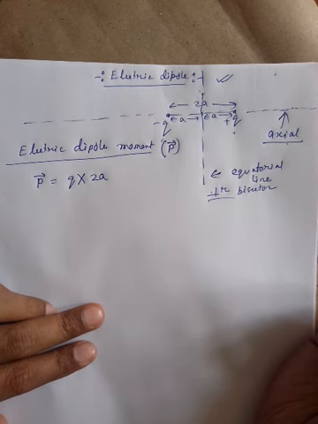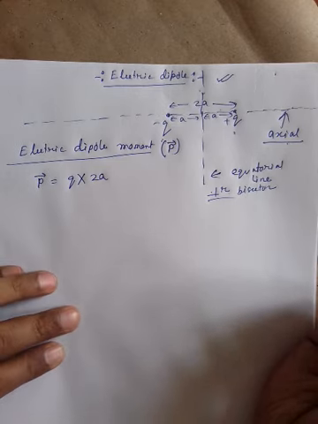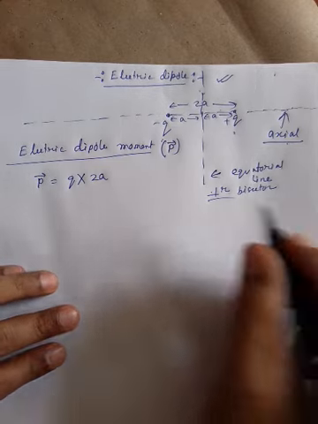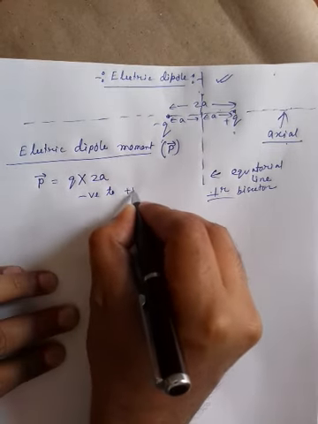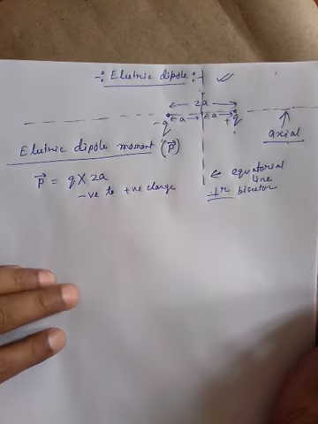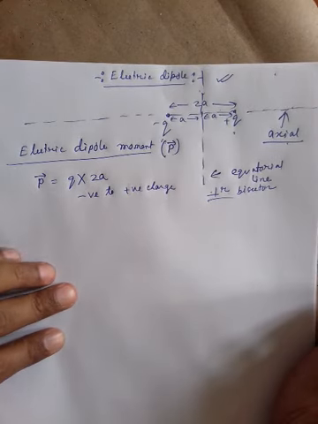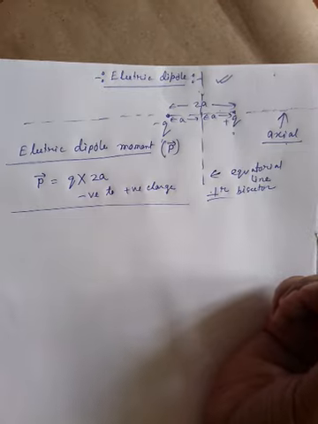It is a vector quantity whose direction is considered from negative charge to positive charge. Okay, let me explain why direction is of this kind.